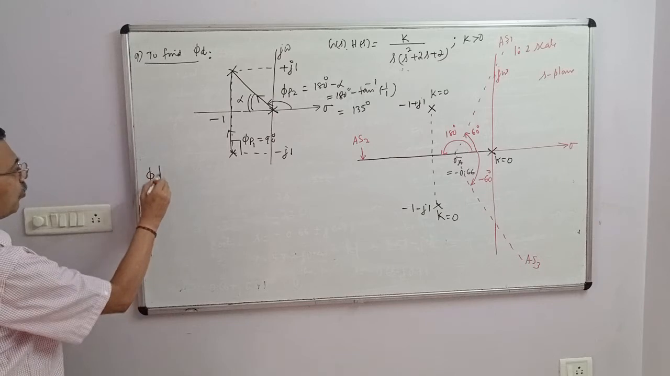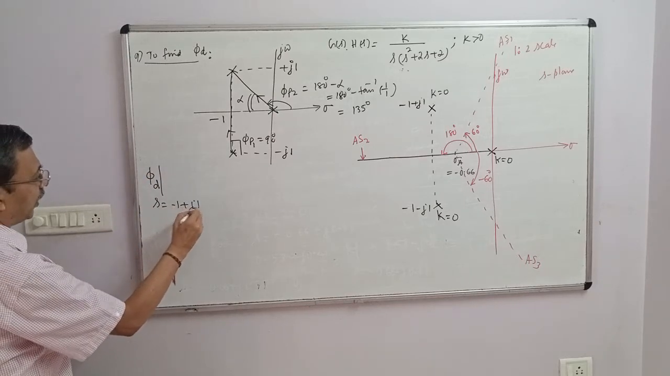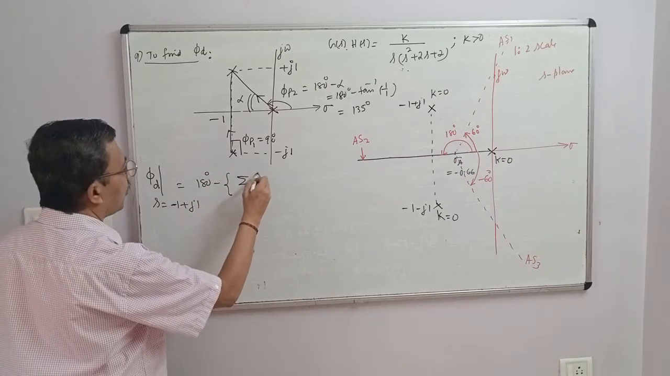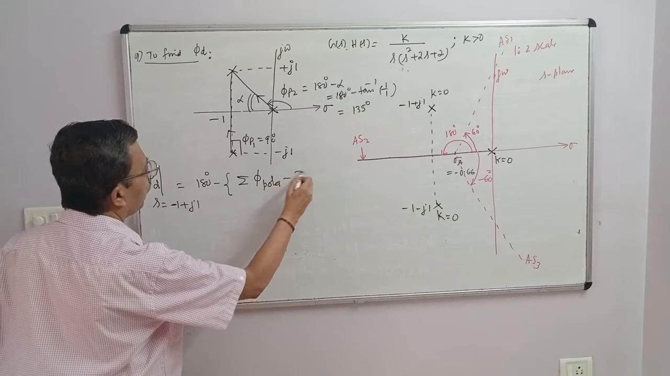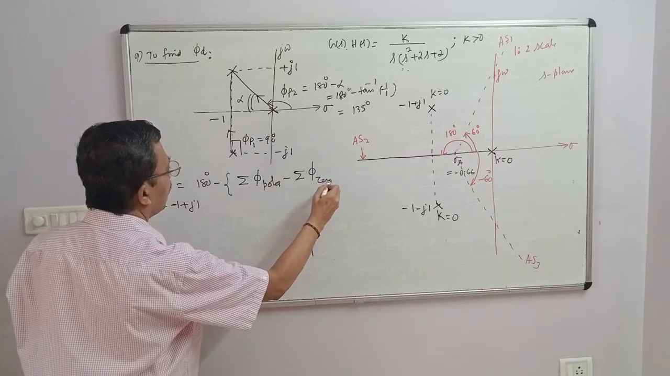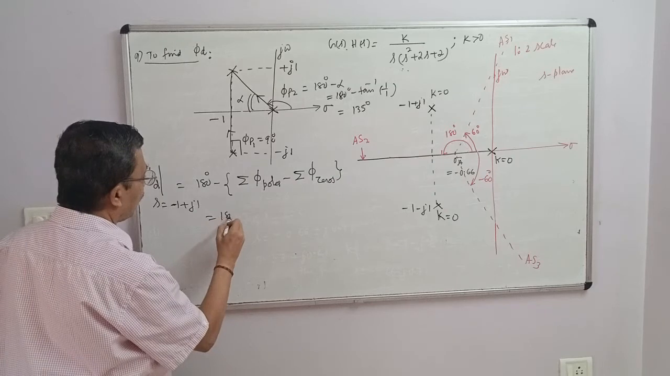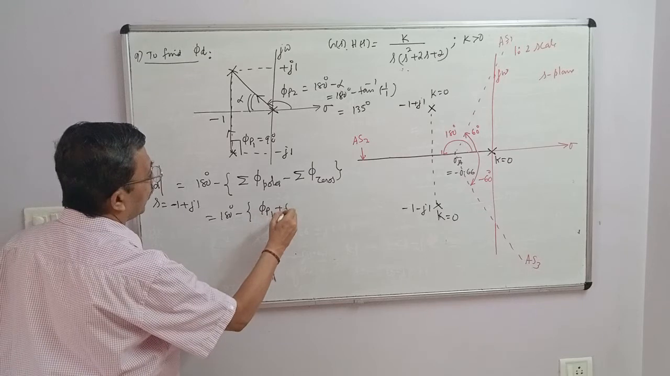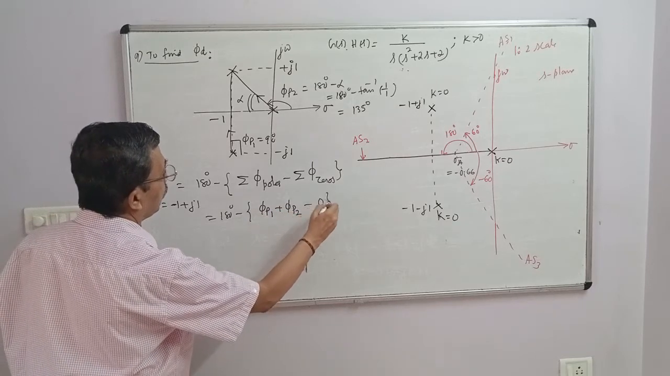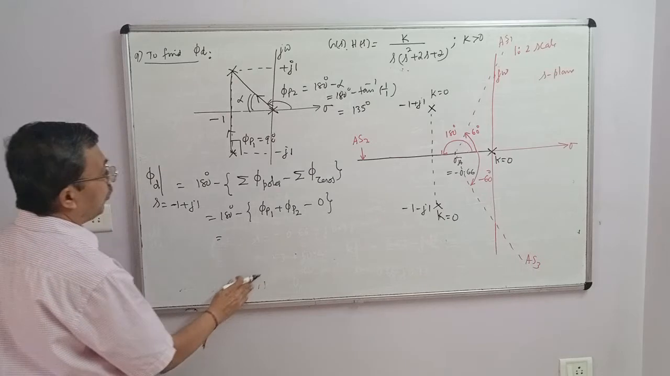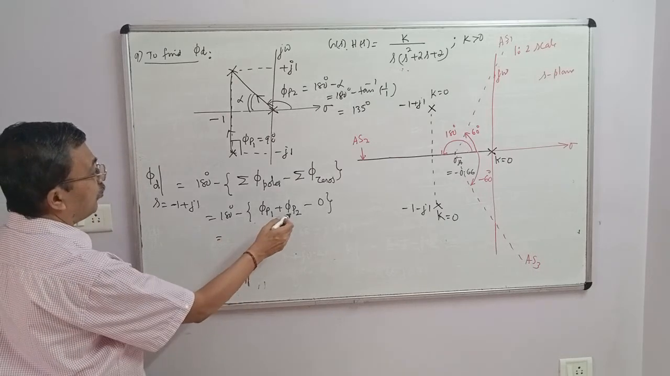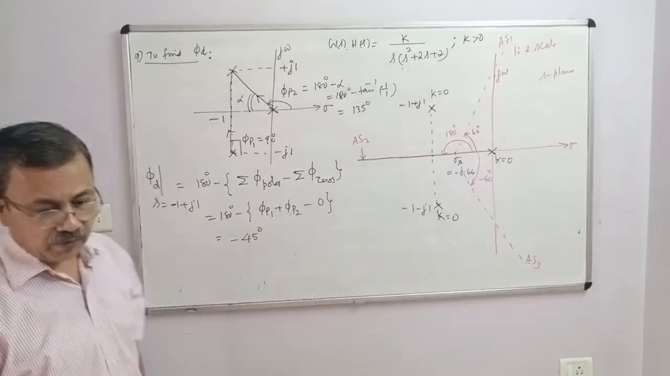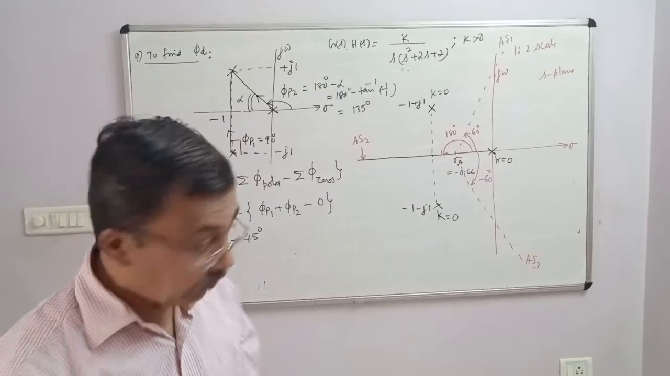Angle of departure of the pole at S equal to minus 1 plus j1 is equal to 180 degrees minus sigma angle made by poles minus sigma angle made by zeros. Sigma angle made by poles means phi p1 plus phi p2. There are no zeros, therefore the summation is 0. Phi p1 is 90 degrees, phi p2 is 135 degrees. So you get minus 45 degrees. Angle of departure is minus 45 degrees.